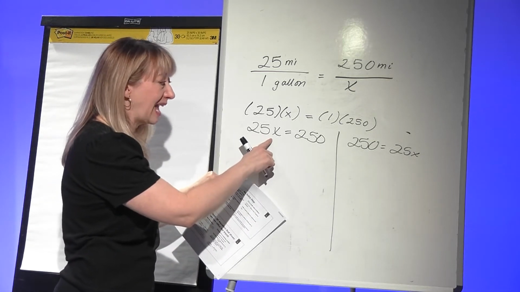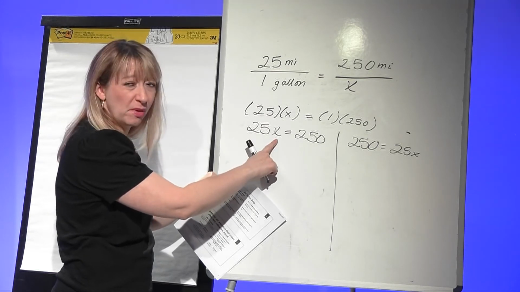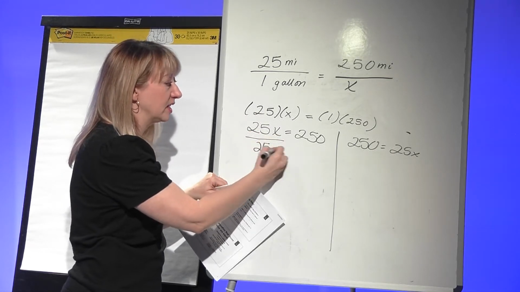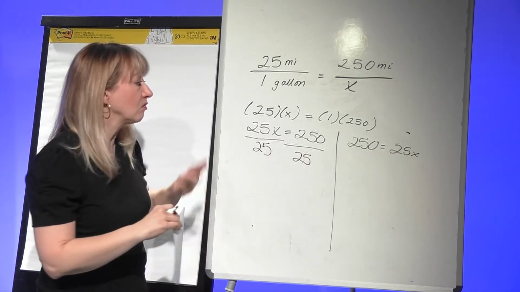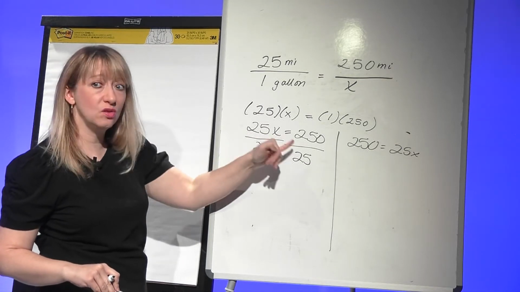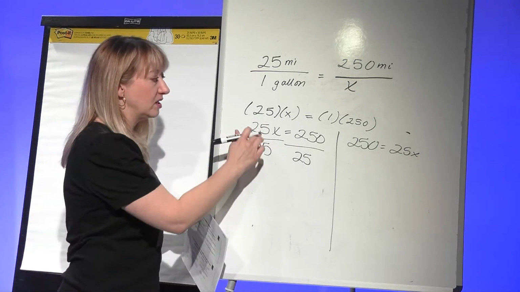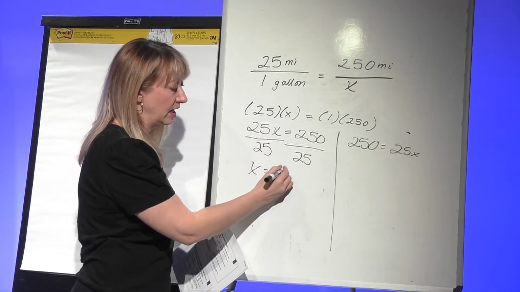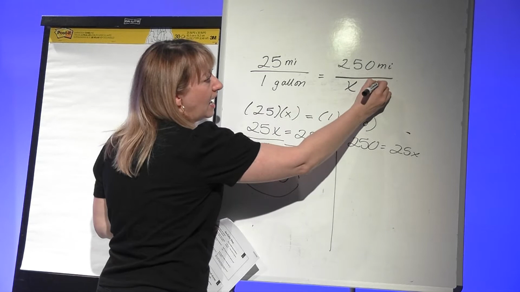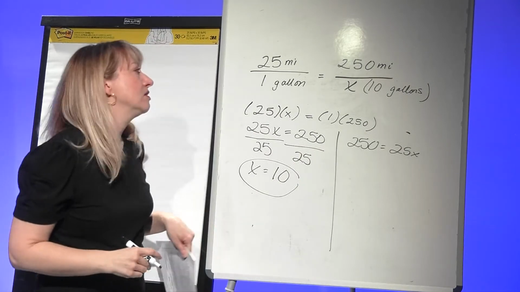So in order to find out what x is, we want to do the opposite of this current operation. Right now, remember, they're being multiplied. What's the opposite of multiplication? Division. So we're going to divide both sides by 25. Why are we going to divide both sides? Because we have an equal sign. So we're saying that these 2 numbers are equal. If we want to keep them equal, we have to do the same thing to both sides. So I'm going to divide both sides by 25, and you're going to solve for x, and you get 10. So that means that this person needs 10 gallons of gas to drive 250 miles.